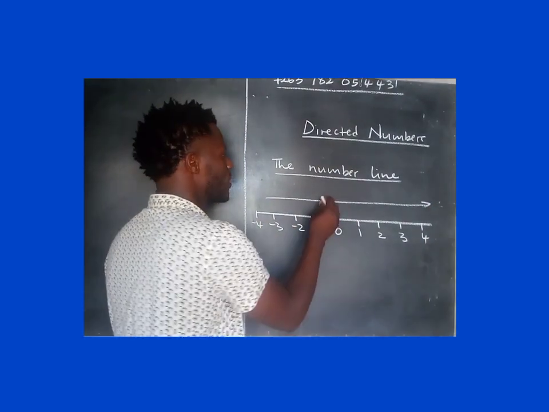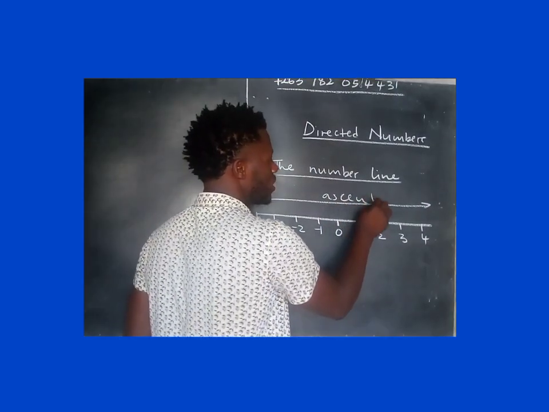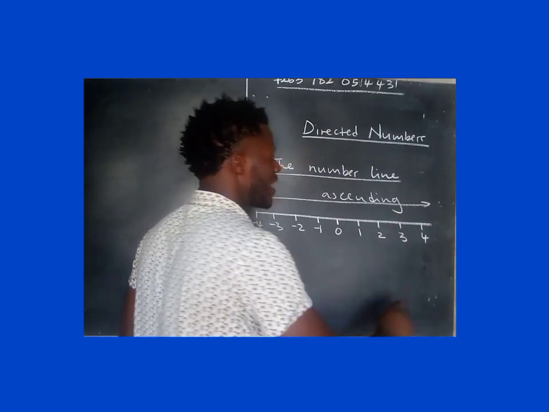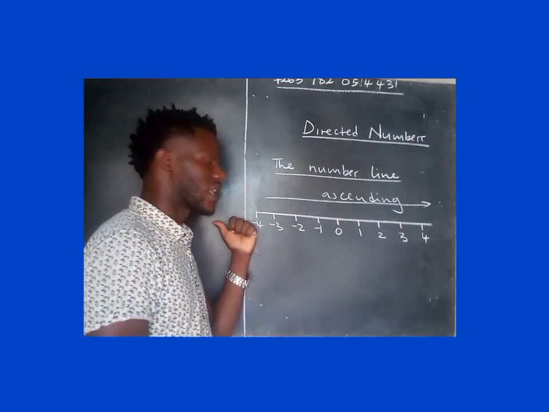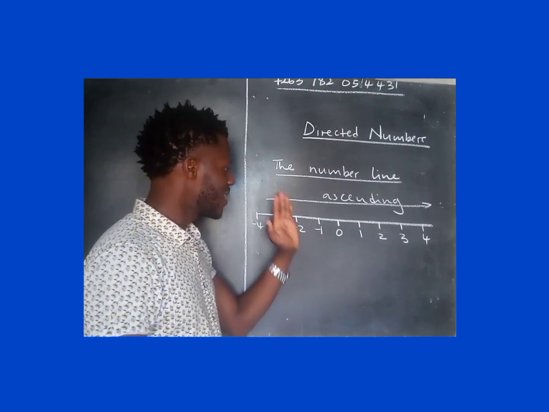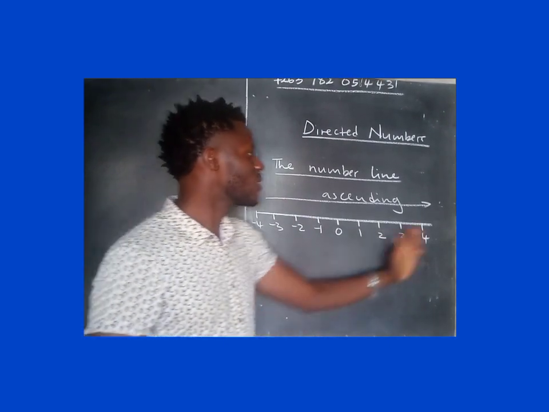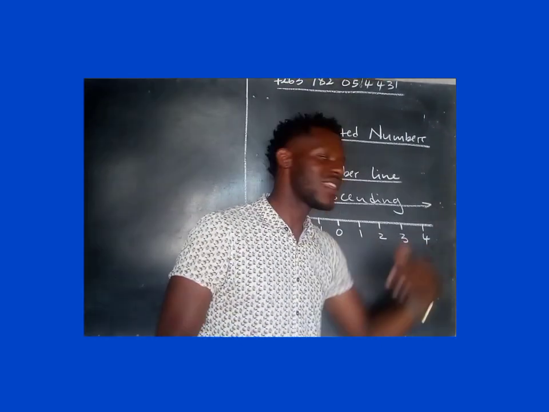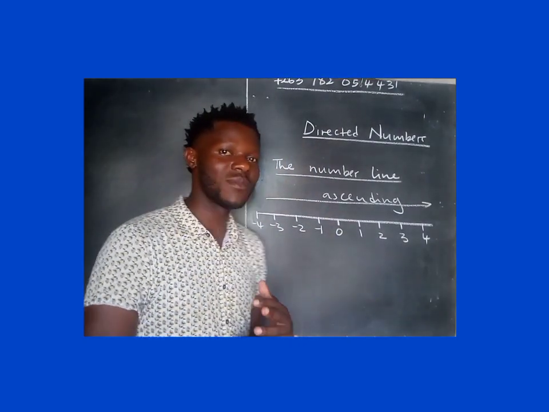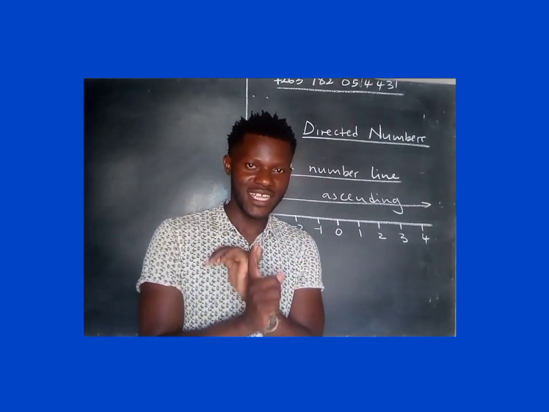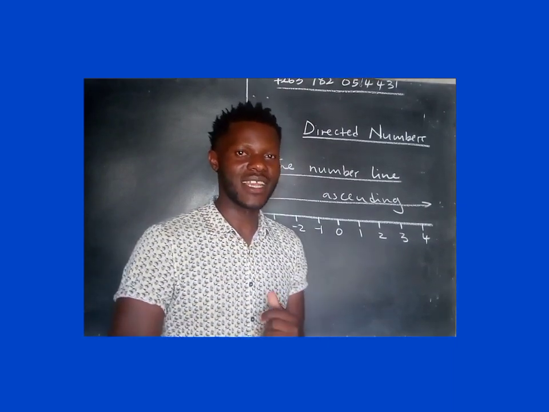The arrow is showing the ascending order. Numbers are increasing in value in this direction. Then they are decreasing in value going to the left: minus 4, minus 3, minus 1. So as long as there's a positive number, maybe 1 million, it means there's also a negative 1 million. All right, so you get me right when I was saying there's no largest number and no smallest number.